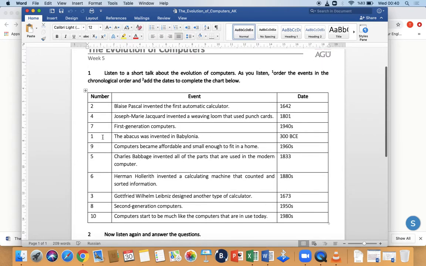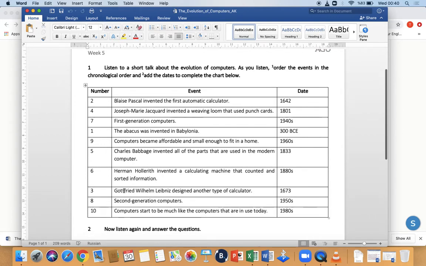Okay, as you see, the first event is that abacus was invented in Babylonia. The second event is about the first automatic calculator. Third one, Leibniz designed another type of calculator. Fourth one, it's about a weaving loom that used punch cards, etc. And as you see here, we have dates of the events.